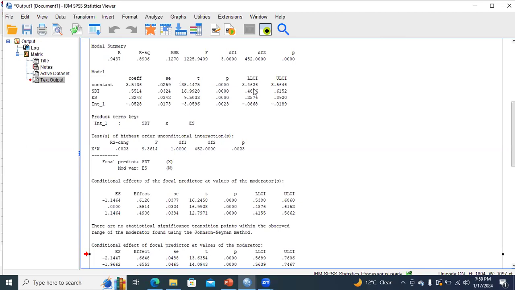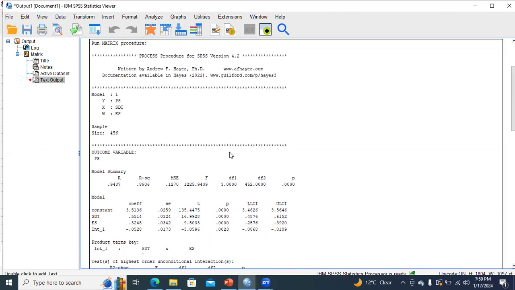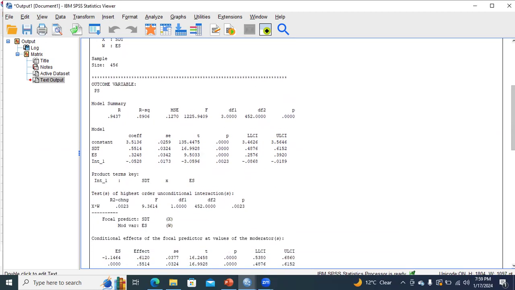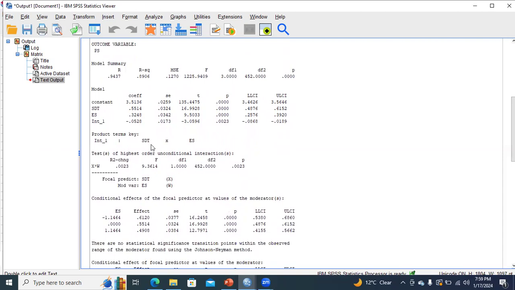So I was discussing how the R square change lets us know whether the inclusion of the moderating variable has benefited us or not. So you can see here the R square value has changed positively by 0.0023, and it is also significant. The p value is less than 0.05. So it means that it has benefited us.